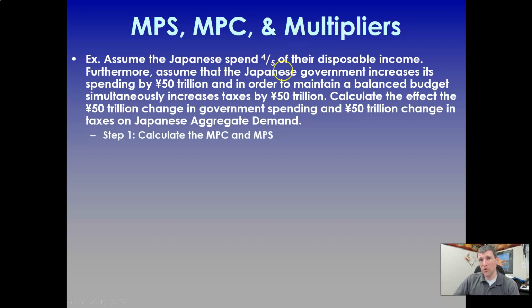MPC, it says they spend 4/5 of their disposable income. Picture this being additional. So that'd be 0.8. If the MPC is 0.8, then you know the MPS has to be 0.2.